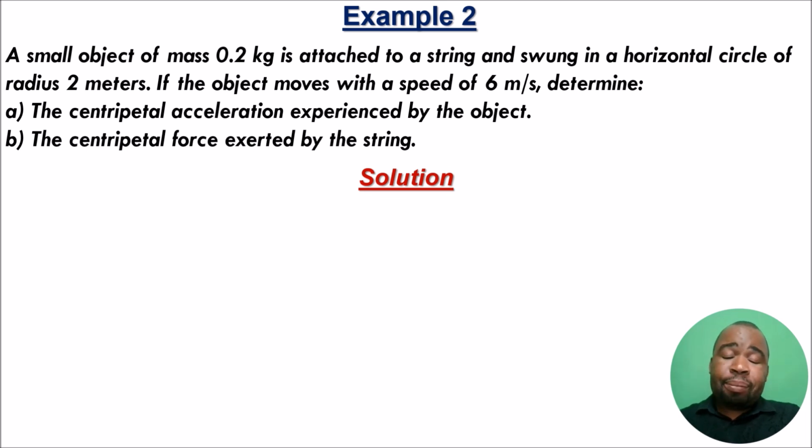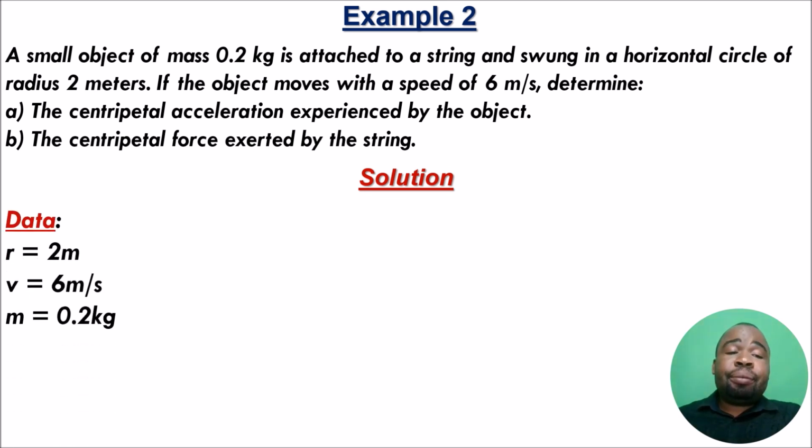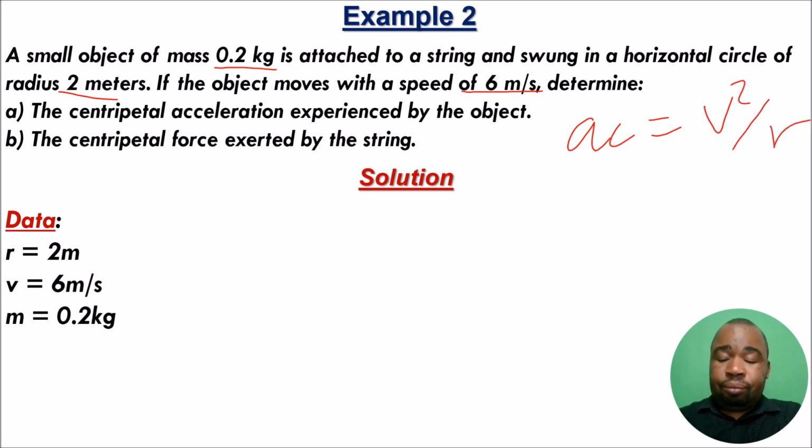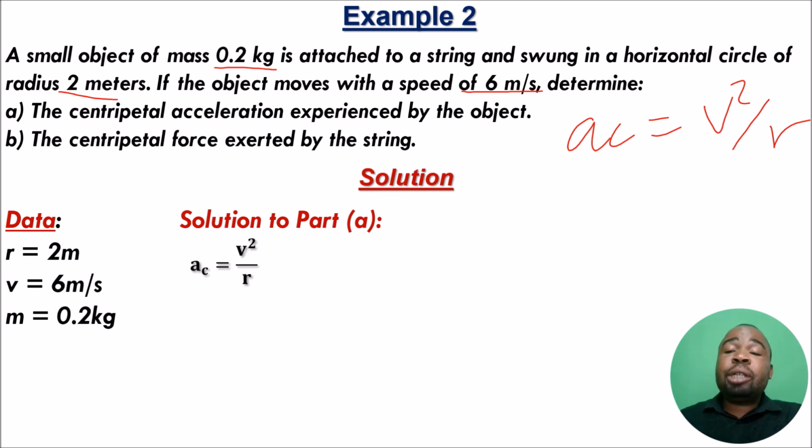Now, let's collect data. We are given the radius, which is 2 meters. We are given the speed, which is 6 meters per second. We are given the mass, which is 0.2 kilograms. We want to calculate the centripetal acceleration. We have agreed that centripetal acceleration is equal to v squared over r. We recall that equation to solve part A. Centripetal acceleration is v squared divided by r.